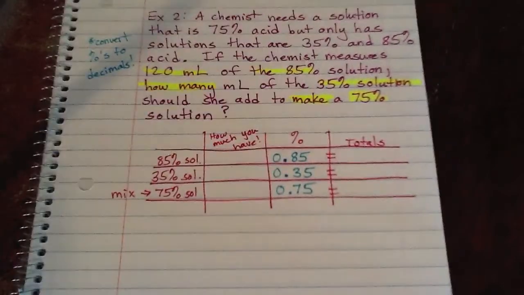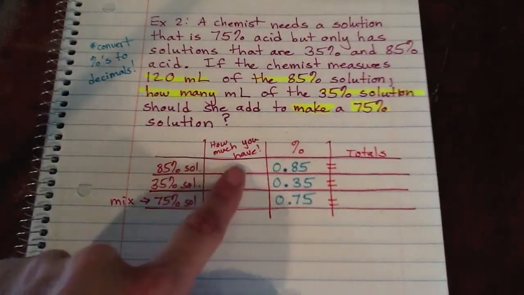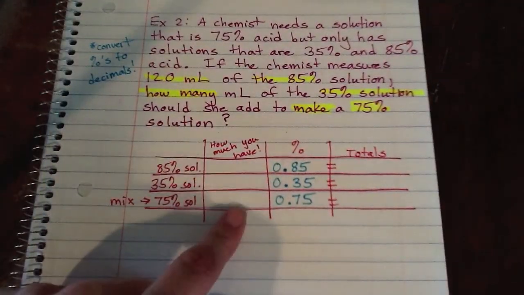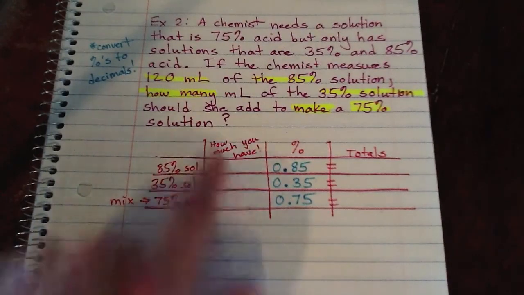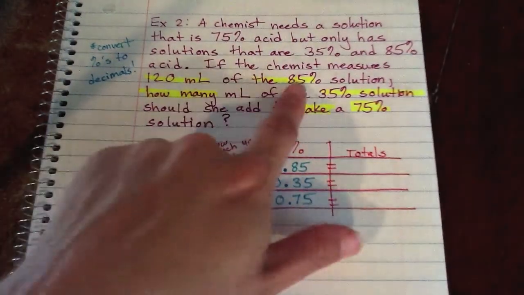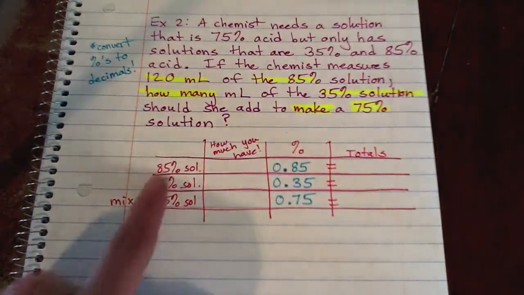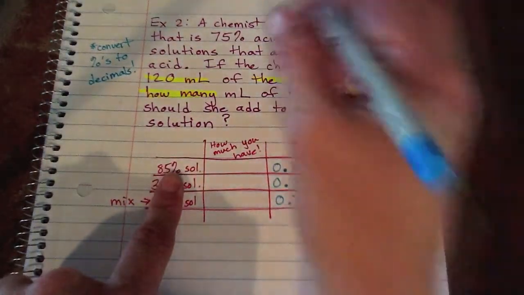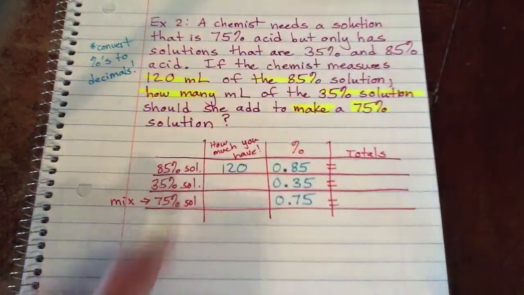Now you need to go try to find what else you've got here, because remember, we should only have 2 empty ones, and right now we have 3. Right here, 120 milliliters of the 85% solution. There's my 85%, so I'm going to fill in 120 there.